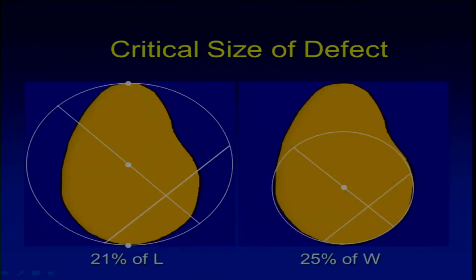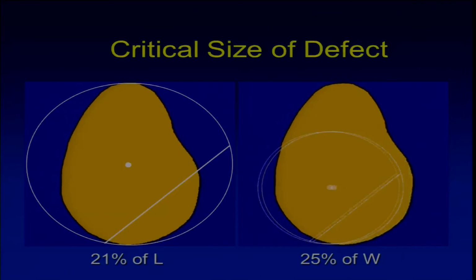So from our cadaveric study, we say 21% of the glenoid length is the critical size. On the other hand, from the clinical experience, Steve Burkhart said 25% of the glenoid width. So you may wonder which is correct. But if you compare these two sizes, we are almost talking about the same size.